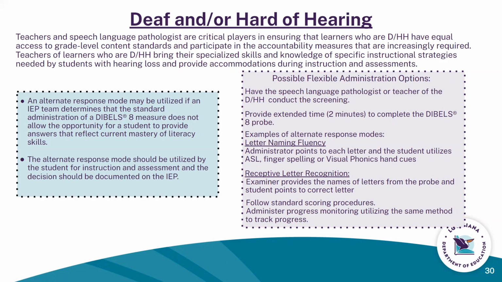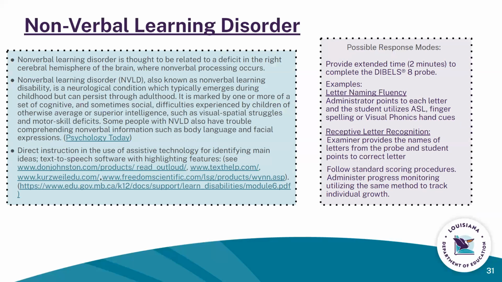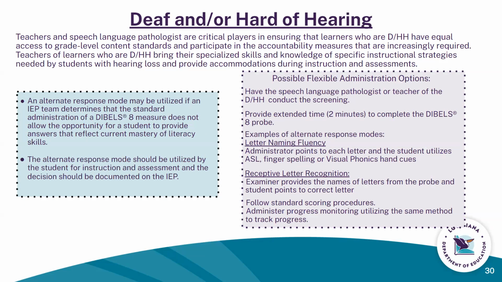So for the literacy screener, the teacher should first determine if the deaf or hard of hearing student can be assessed using DIBELS. An alternate response mode may be utilized if an IEP team does determine that standard administration of the DIBELS measurement does not allow the opportunity for a student to provide answers that might reflect their current mastery of literacy skills. So the alternate response mode should be utilized by the student for both instruction and assessment. And of course, that decision will be documented on the student's IEP.